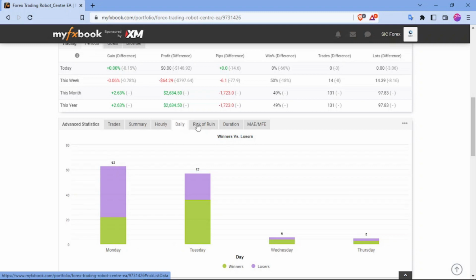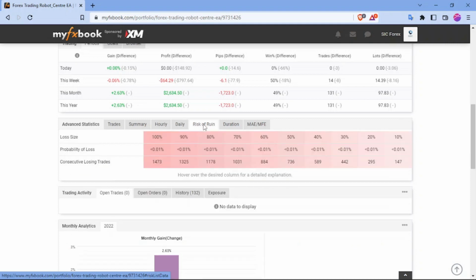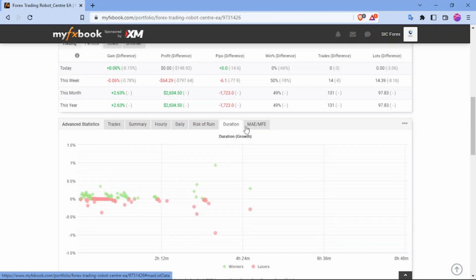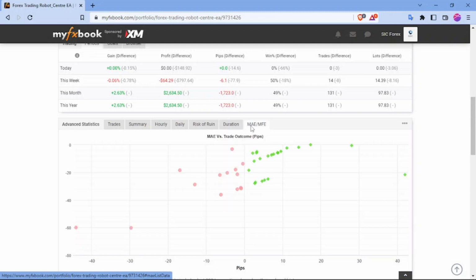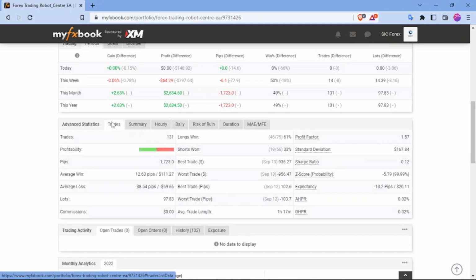Hourly and daily show your winners versus your losers during specific periods and days. In the next tab, you also have your risk of ruin for your account. Duration shows the average length of holding the trade for a profit or loss.